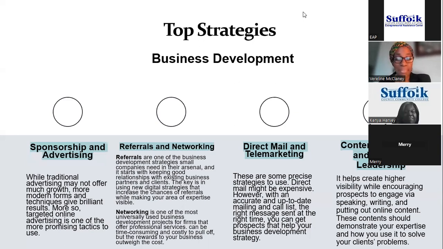So now if you have an accurate, up-to-date list, because that's very, very important, the mailing address, the calling list, and you have the right message being sent at the right time, you can land a lot of prospects, right? And it can help you really develop your business development strategy that way. But there are a lot of variables moving there. You have to have that up-to-date mailing list, and that calling list as well. And it has to be the right message being sent at the right time.